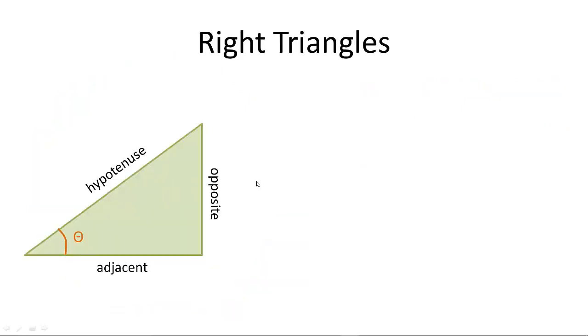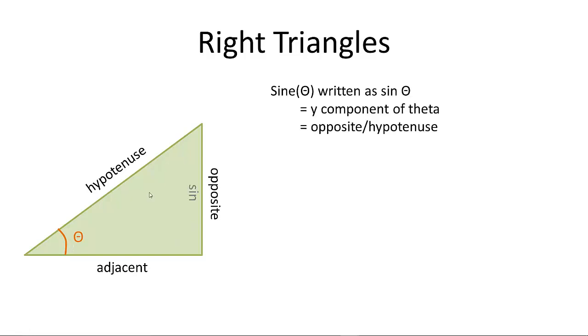So let's take a closer look at that triangle. We have a triangle with angle theta, we have the hypotenuse, which we know is equal to the length of 1, and we have an opposite side and an adjacent side, adjacent to angle theta. Now this is a standard right triangle. We can compute sine theta as the y component of theta, which is equal to the opposite over the hypotenuse. It's just a ratio. And since the hypotenuse will always be the longest side, the opposite can at most be as long as the hypotenuse.